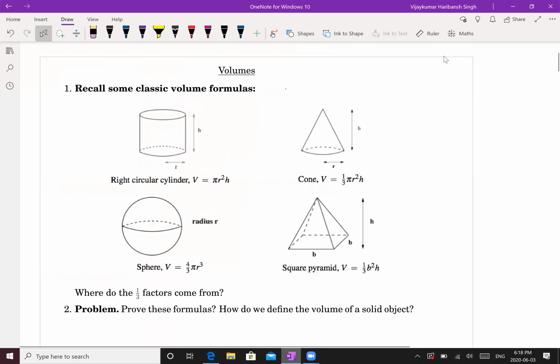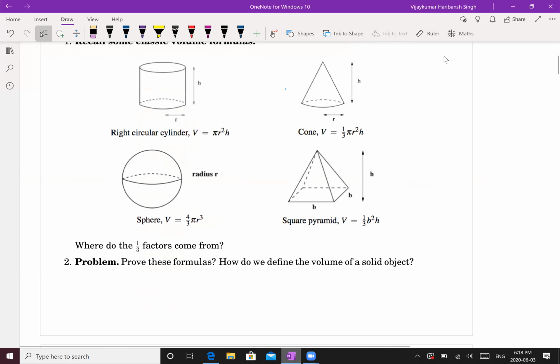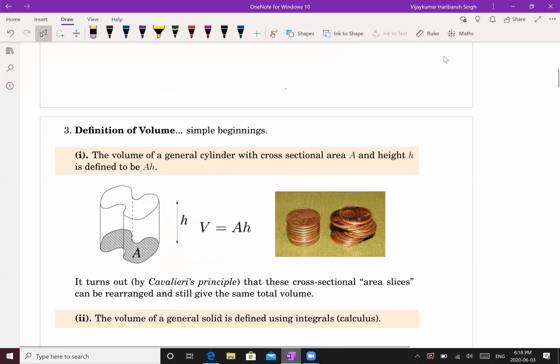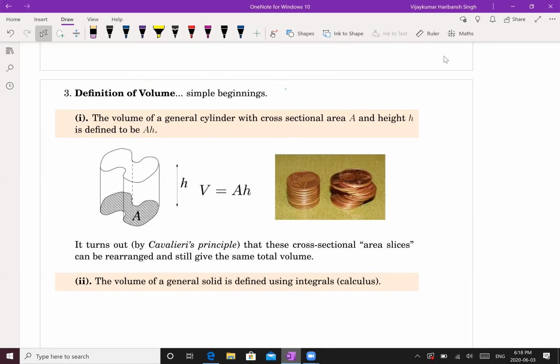Okay, so these are some classic formulas for the volume, right? So we'll prove them today. So the volume of a cylinder with a cross-sectional area A and height h is defined to be Ah.